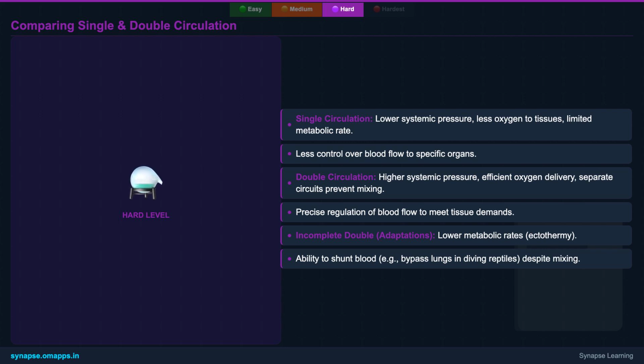It allows for a high-pressure systemic circuit, ensuring efficient oxygen and nutrient delivery to all body tissues. Simultaneously, it maintains a separate, low-pressure pulmonary circuit, which protects the delicate lung capillaries from damage. This complete separation of oxygenated and deoxygenated blood is crucial for sustaining the high metabolic rates and constant body temperatures characteristic of endothermic animals. This dual system provides precise control over blood flow to meet varying tissue demands.